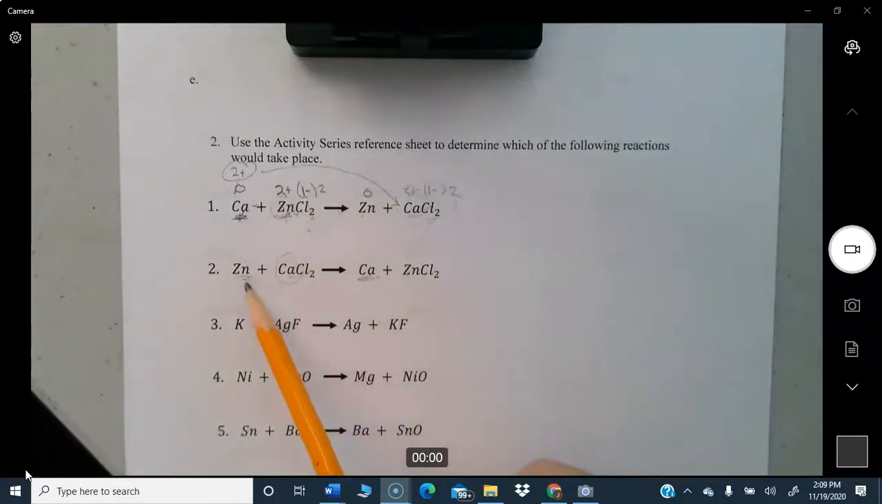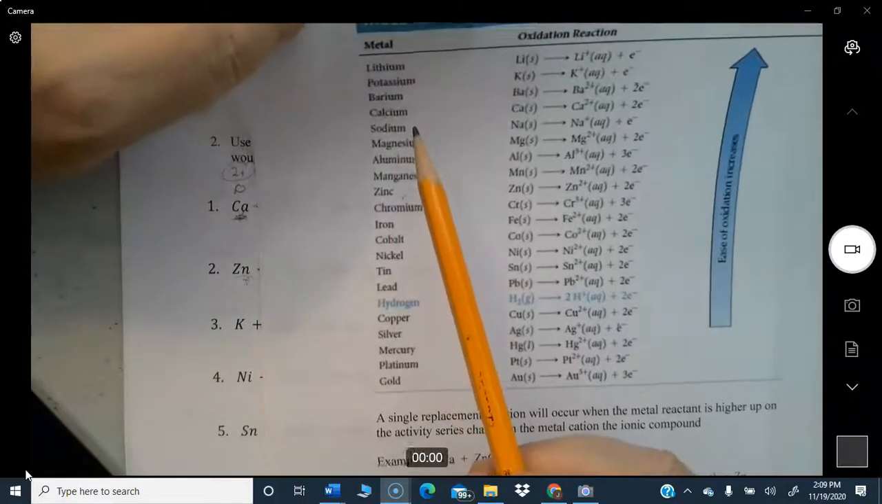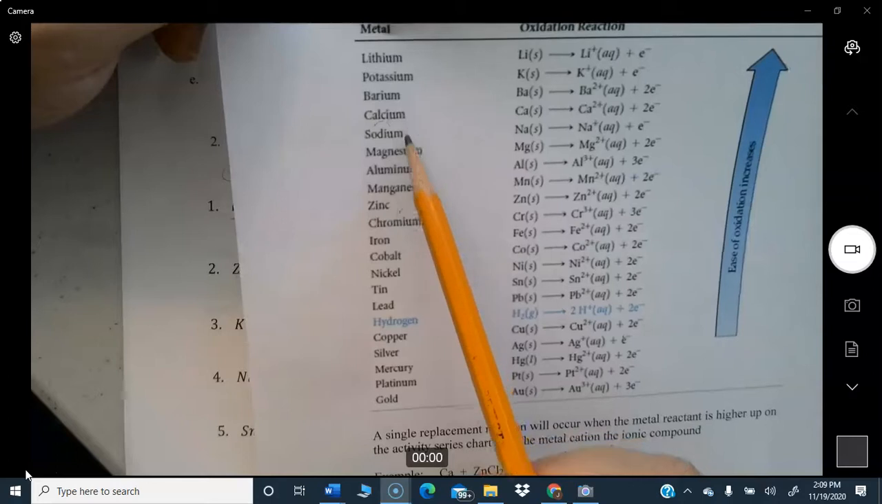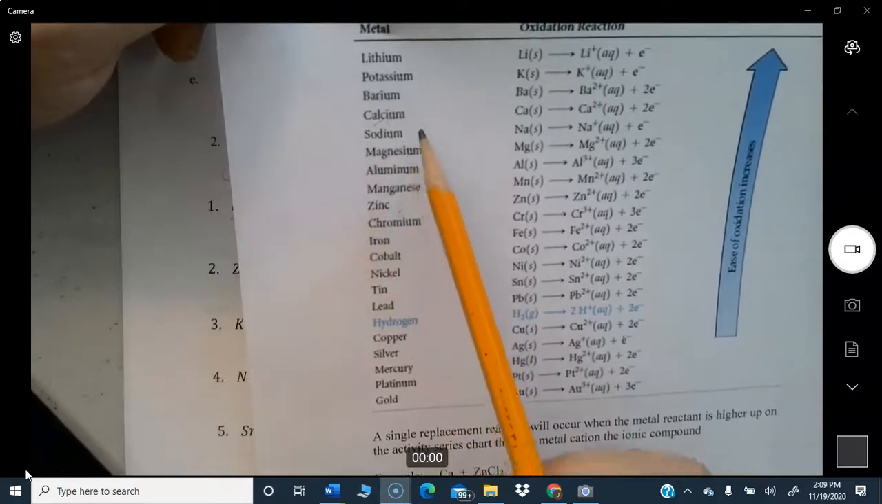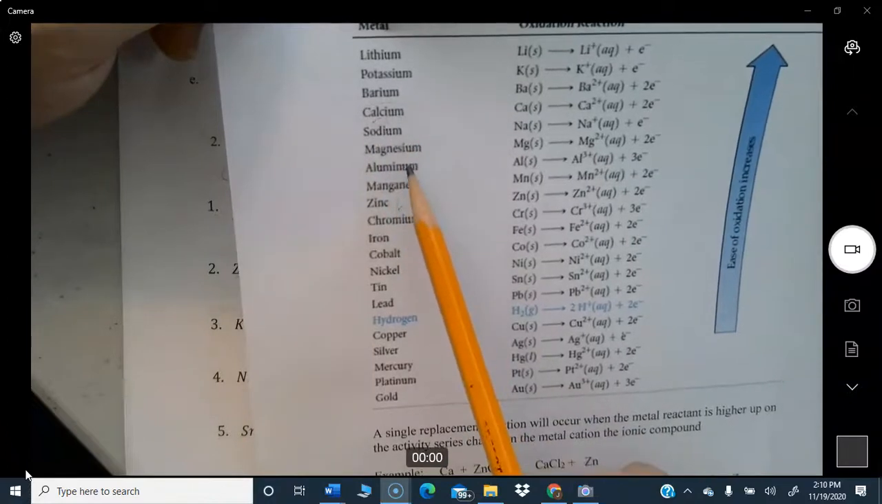In this reaction, zinc is the lone element. So will it replace calcium? Well, again, the same two. You look right here, zinc is below calcium on the table here. Therefore, the reaction will not take place. If the lone element is below the element that's in the compound initially, then that reaction will not take place.